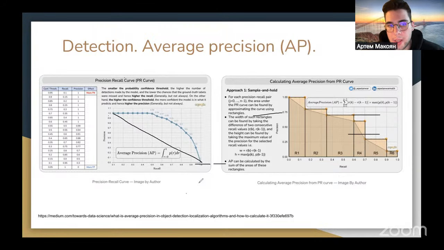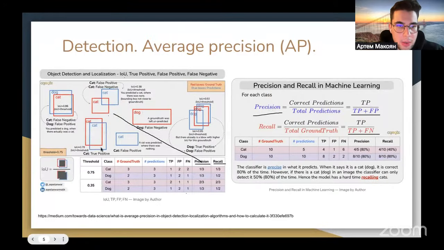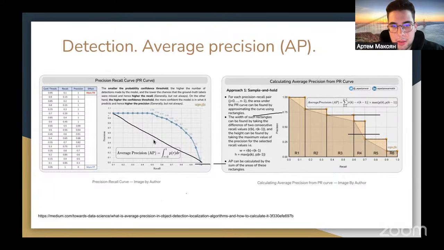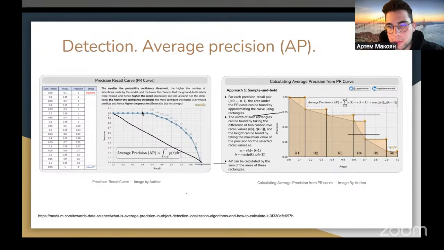Okay, this is our metric for the detection task. We count precision and recall, draw a curve, and count the area under the curve. But there is a small problem. What does it mean to draw a curve? For this, there are different approaches. For example, here you can see a curve. Let's take red.